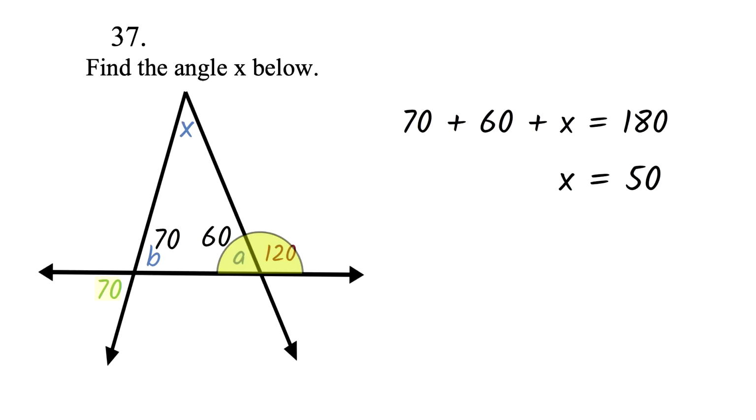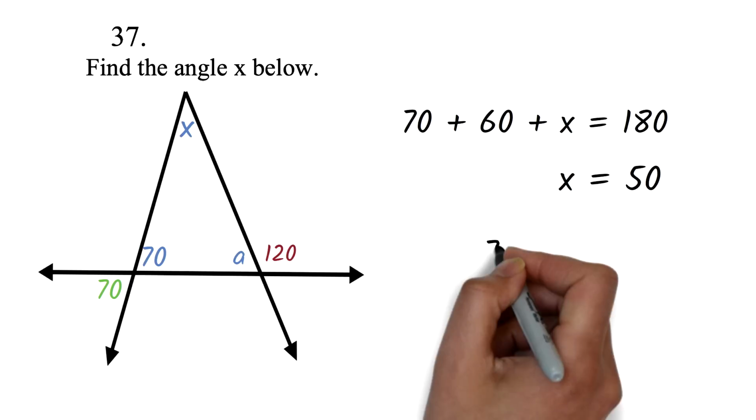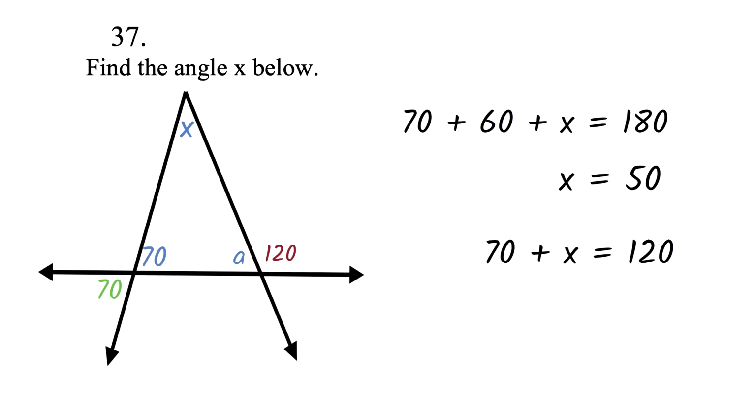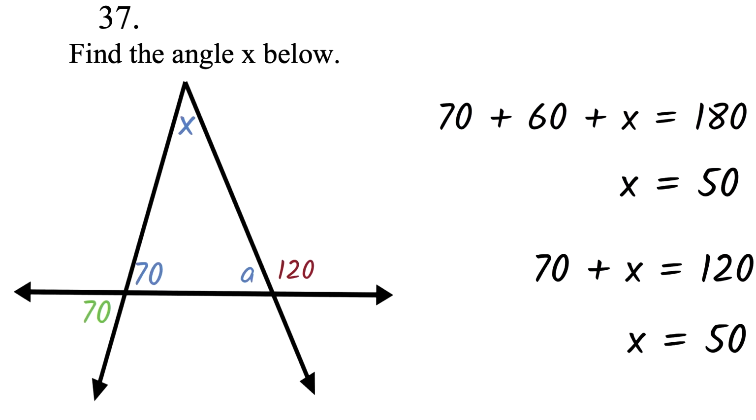There's another way we could have solved it, once we knew the angle B is 70. In a triangle, the exterior angle is equal to the sum of the two opposite interior angles. So in this figure, the exterior angle 120 is equal to the sum of the two opposite interior angles. That's x and 70. So we can write 70 plus x must be equal to 120. We solve for x to get x equals 50 degrees. Notice we got the same answer.